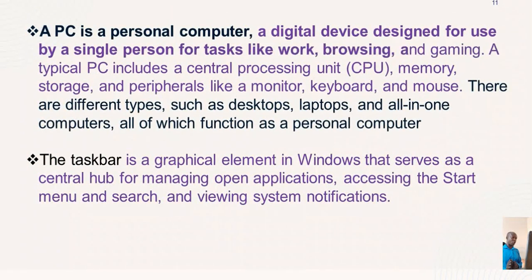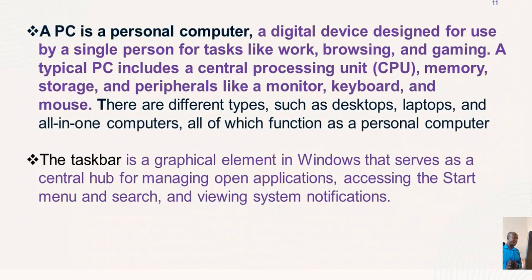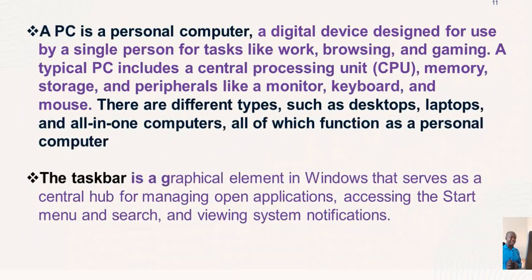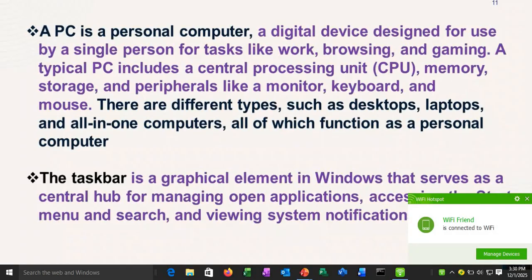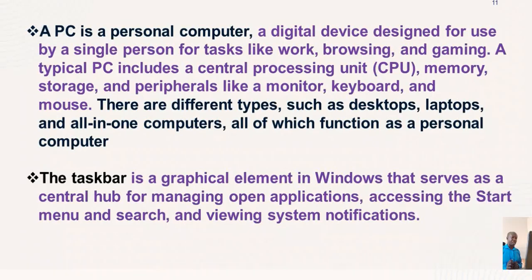A PC is a personal computer, a digital device designed for use by a single person for tasks like work, browsing, and gaming. A typical PC includes a central processing unit, CPU, memory, storage, and peripherals like a monitor, keyboard, and mouse. Peripheral devices are additional devices connected to a computer.